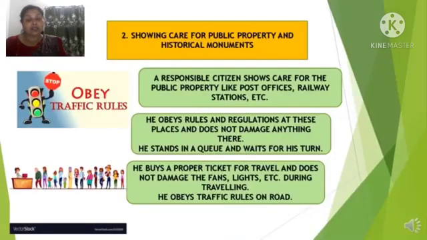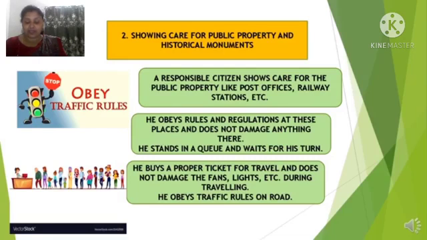Then the second topic, next topic, is showing care for public property as well as historical monuments. Yes, students, a responsible citizen shows care for public property like post offices, railway stations, etc. And he should always obey the rules and regulations of these places and not damage anything there. Okay, and he should stand in the queue and wait for his turn. It is very clearly shown in this picture.